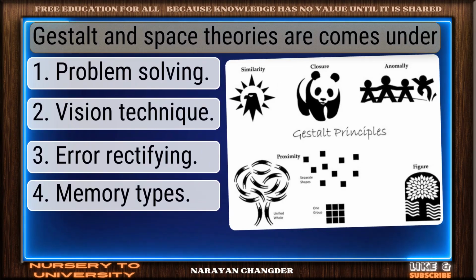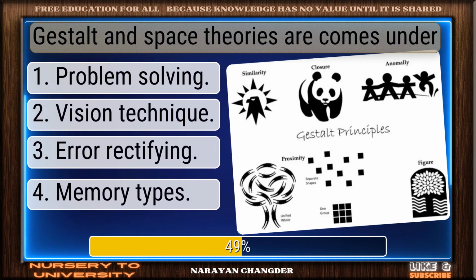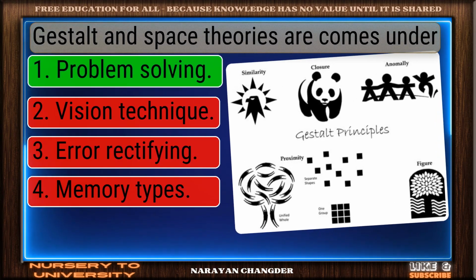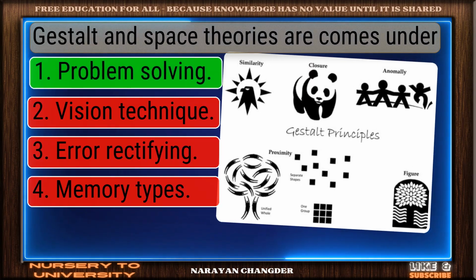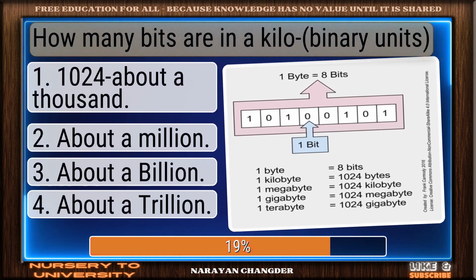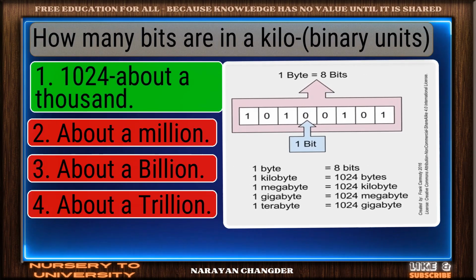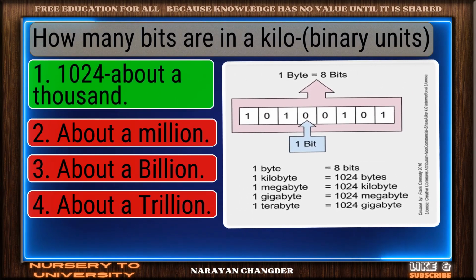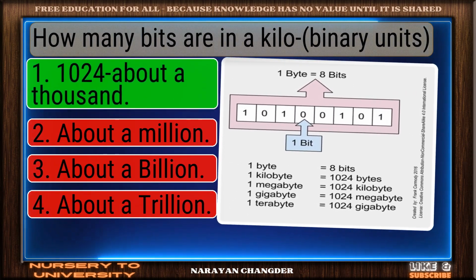Gestalt and space theories come under. You chose problem solving, and it is correct. How many bits are in a kilo? Great thinking. 1024, about 1,000, is the right choice.